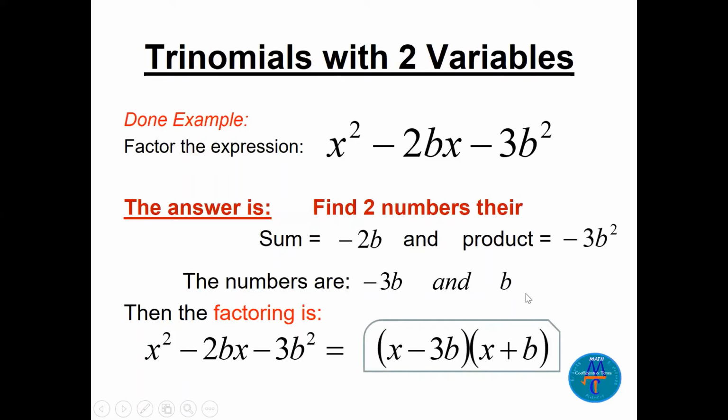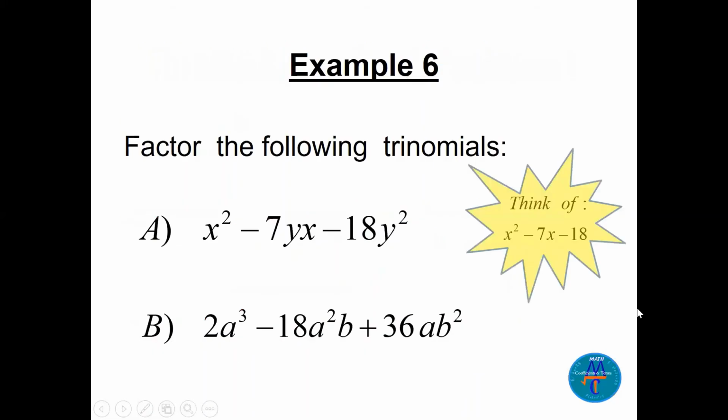See the one I said to remember, x squared minus 2x minus 3. It's the same question, but I added b squared and b. So the final answer is the same: x minus 3b, x plus b. Instead of minus 3 and 1, it's minus 3b and b. When you add, you get minus 2b, and when you multiply, you get minus 3b squared.